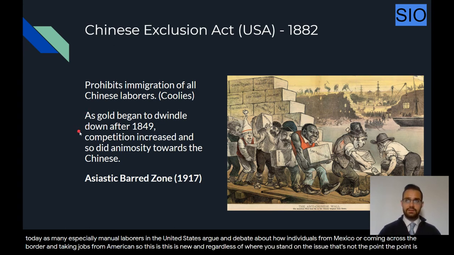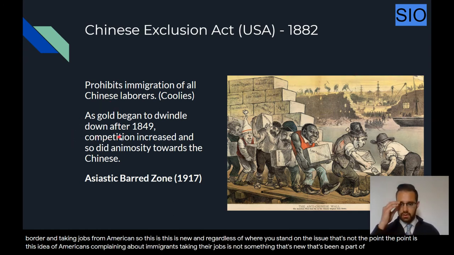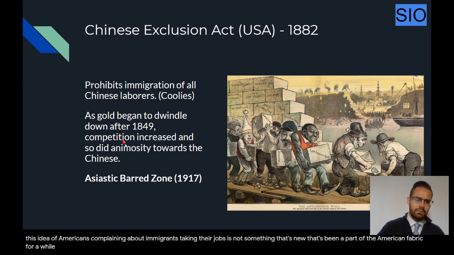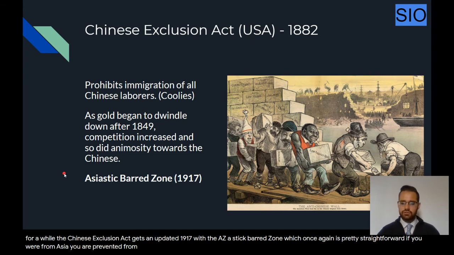The point is this idea of Americans complaining about immigrants taking their jobs is not something that's new. That's been a part of the American fabric for a while. The Chinese Exclusion Act gets an update in 1917 with the Asiatic Barred Zone, which once again is pretty straightforward. If you're from Asia, you are prevented from coming to the United States starting in 1917.